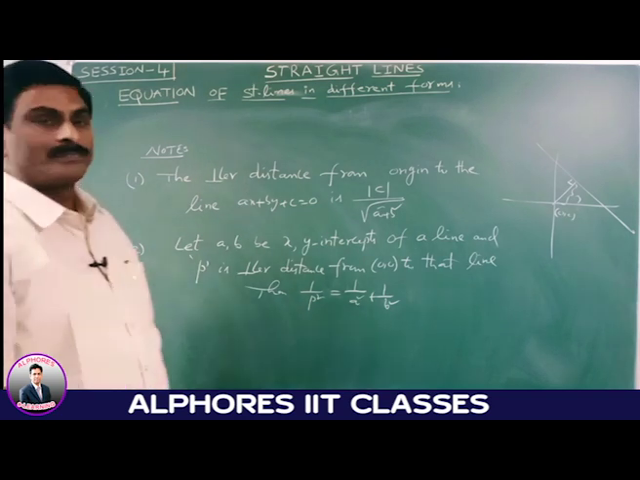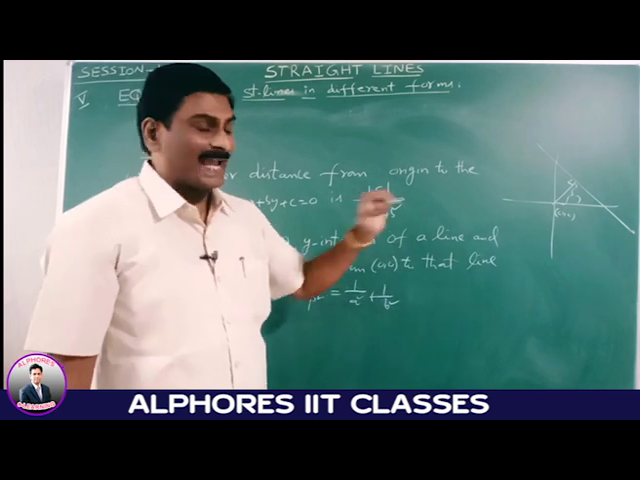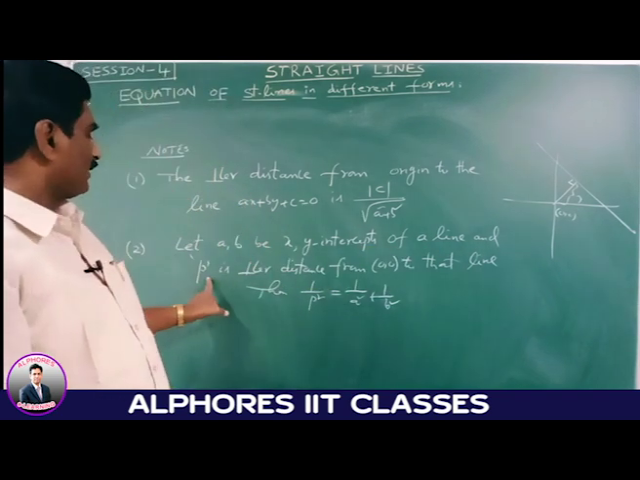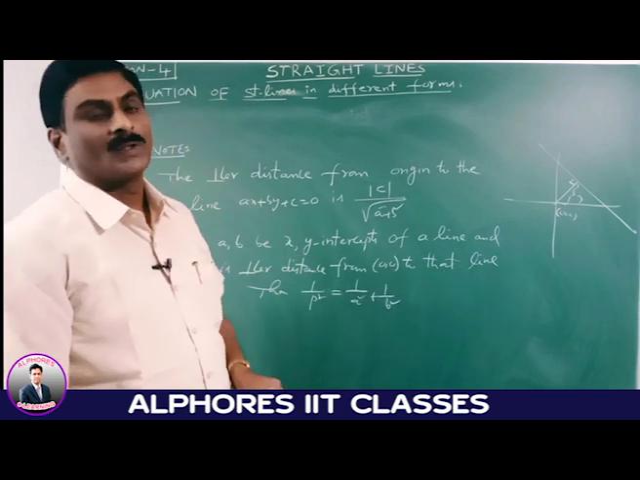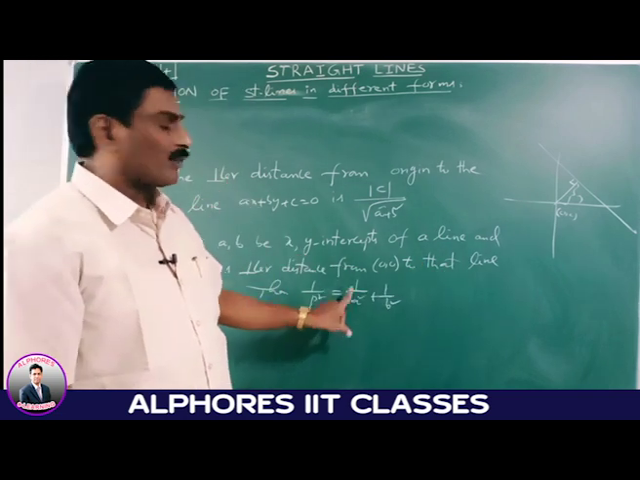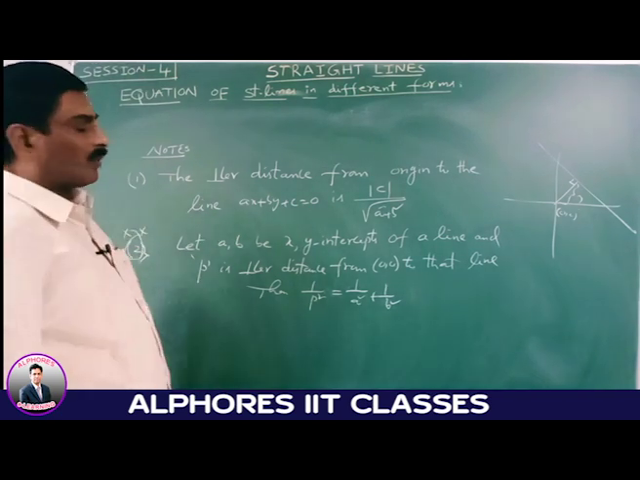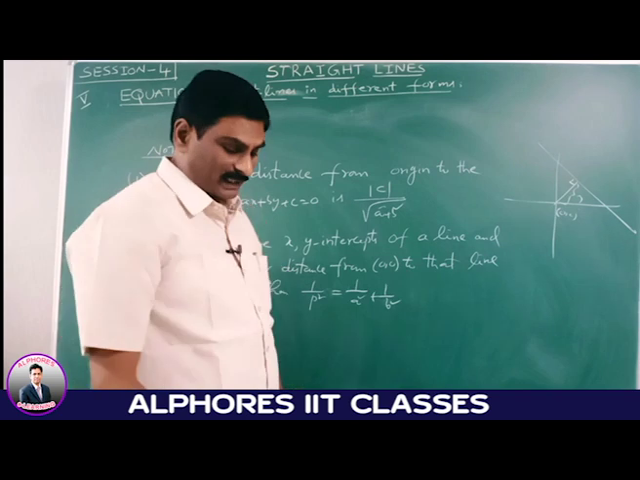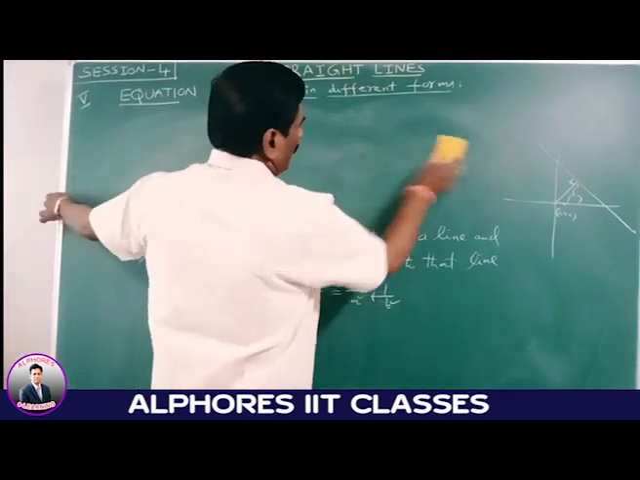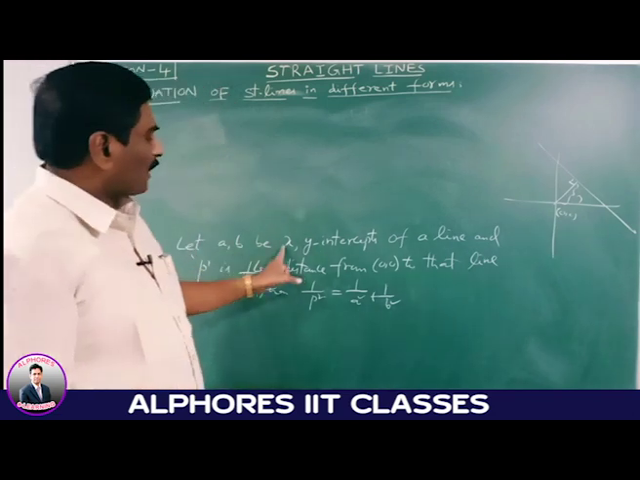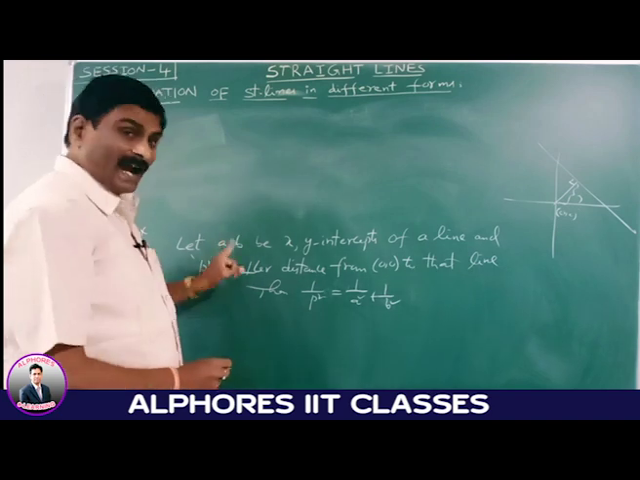Next, second one. Let a comma b be x comma y intercepts of a line and p is the perpendicular distance from origin to that line. Then 1 by p square is equal to 1 by a square plus 1 by b square. Very, very important. 1 by p square is equal to 1 by a square plus 1 by b square. Please observe this value. A comma b be x and y intercept of a line. That is, x intercept is a and y intercept is b.